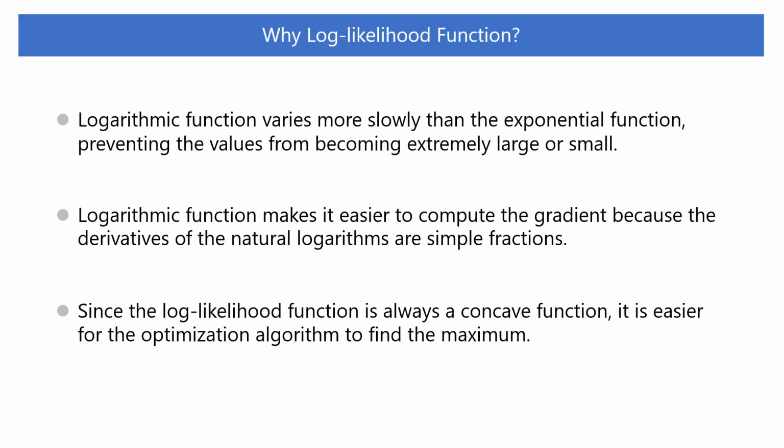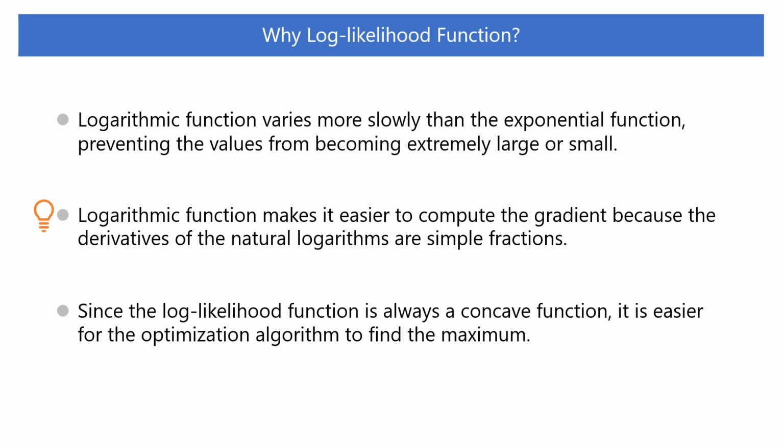As we have seen, log likelihood functions instead of likelihood functions are used in logistic regression optimization. The use of log likelihood function has several advantages. First, the logarithmic function varies more slowly than the exponential function, preventing the values from becoming extremely large or small. If a value becomes too large or small, it exceeds the range of values that can be computed by a computer. This advantage allows optimization algorithms such as gradient descent to approach the optimal value in small steps.